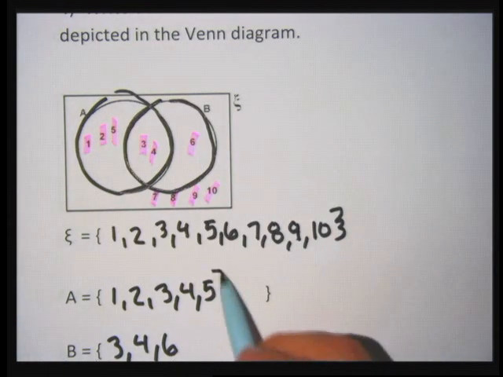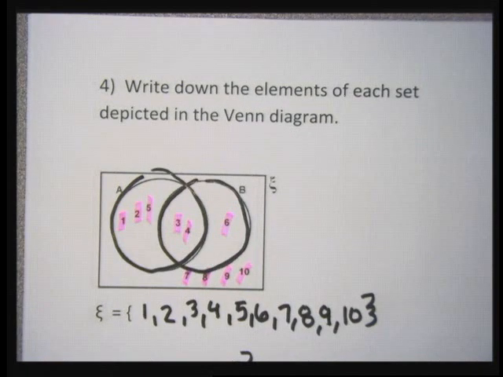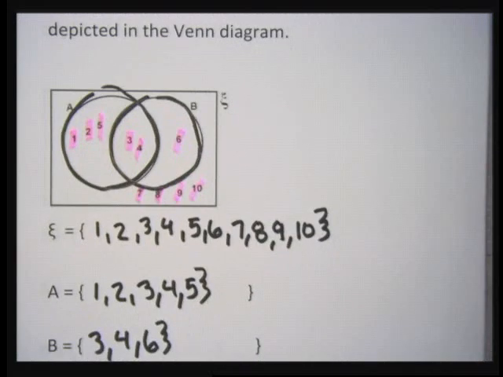So that would be a diagram for number 4, or that would be the interpretation of the sets that make up the diagram in number 4.